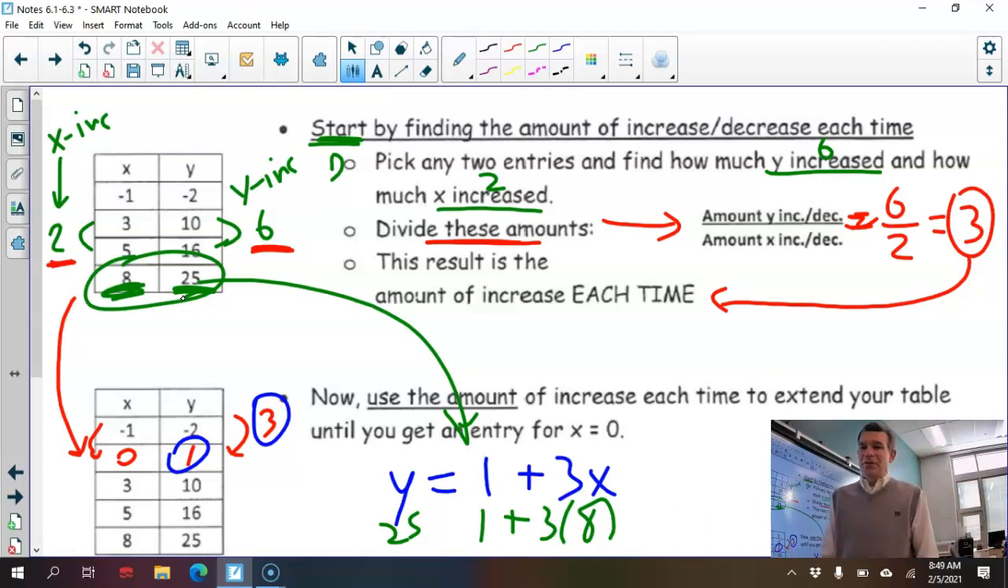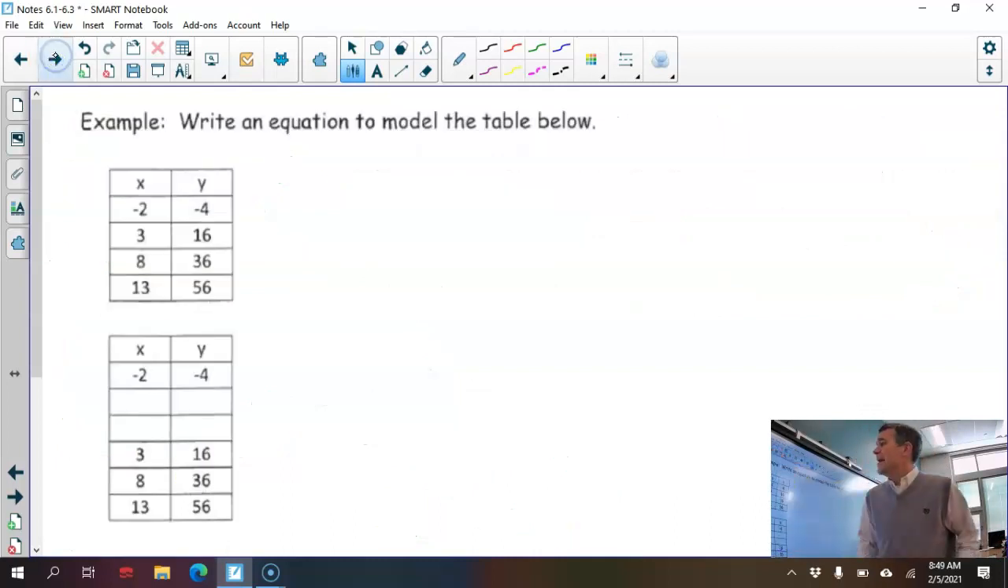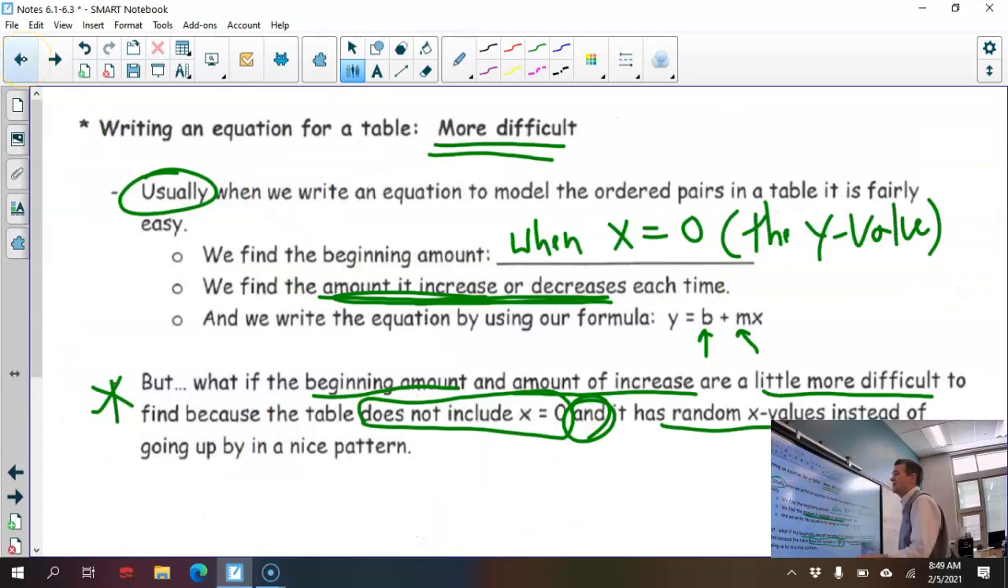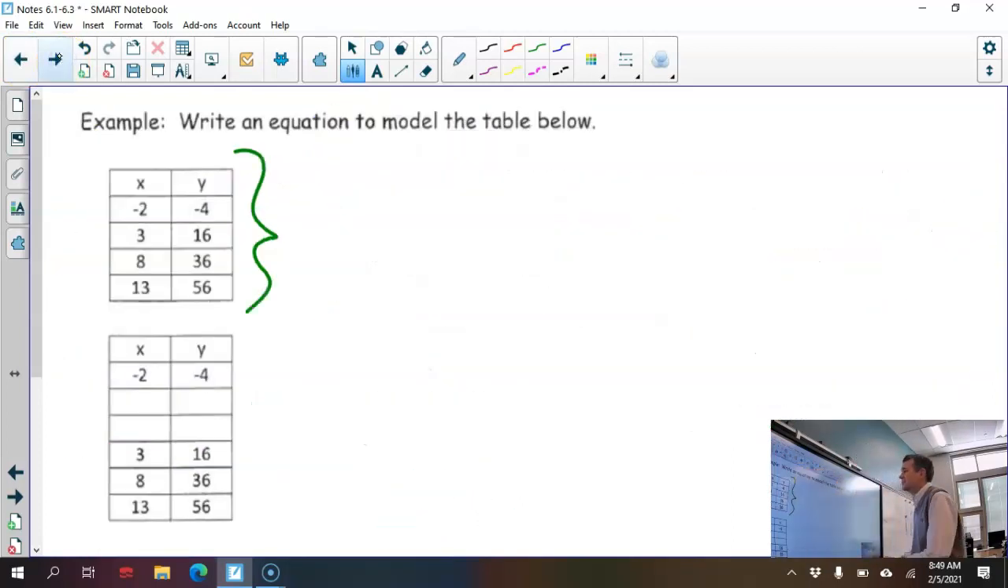Let's do one example. See if you can get it on your own maybe before I show it to you. And then we'll be done. All right, so here's my table. And the first thing I want to do is find the amount of increase. Go back to here if you need to. This is how you find the amount of increase each time. So I'm going to follow those same directions. I'm going to pick 2 points and avoid the negatives again.